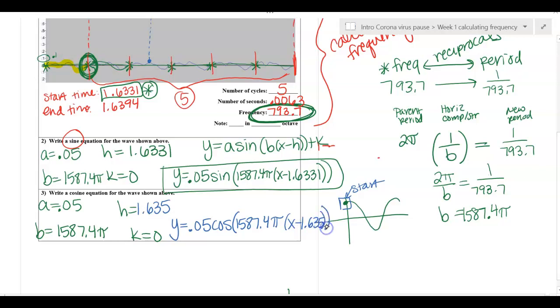And you guys are supposed to do 2 of your notes with sine functions and 2 with cosine functions. So hopefully that helps remind you guys how to write equations or find frequency, and you guys can ask whatever questions you need.